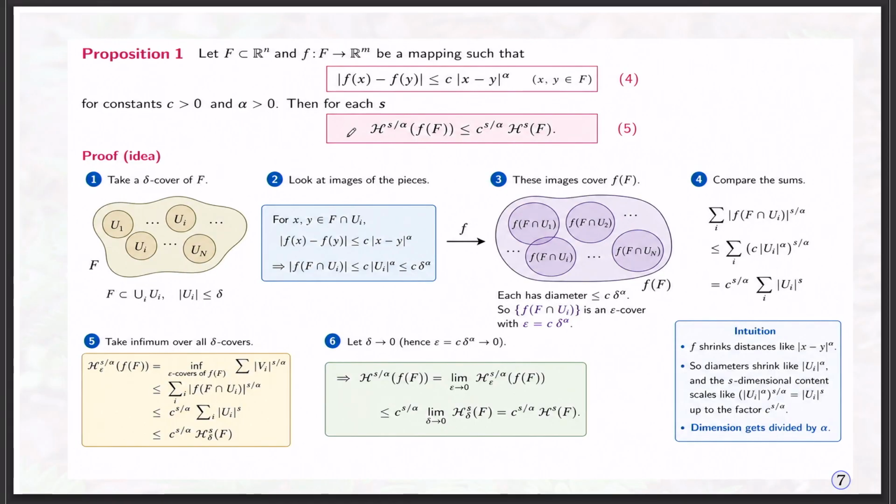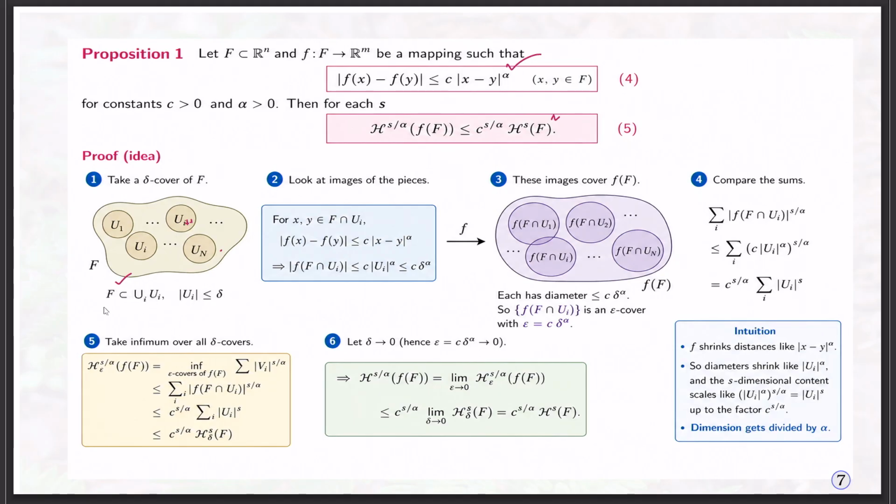What this theorem says, let me explain orally here. Let F be a subset of R power n and f be a function on F, a mapping such that this property is satisfied. For any positive constants c and alpha, for each s, the s-dimensional Hausdorff measure satisfies H power s over alpha of f of F less than or equal to c power s over alpha times Hs of F. For proving this one, first take a delta cover of F. So if F is our set, then u1, u2, u3, un, ui and ui plus 1. If you take the union of these, it covers the set F. Therefore the diameter of all such sets is less than or equal to delta.